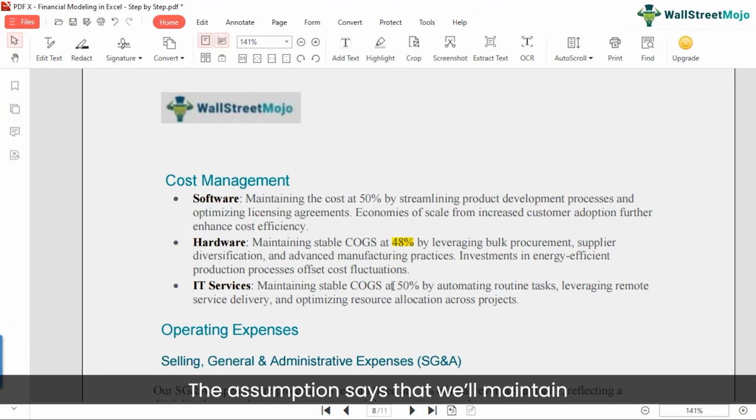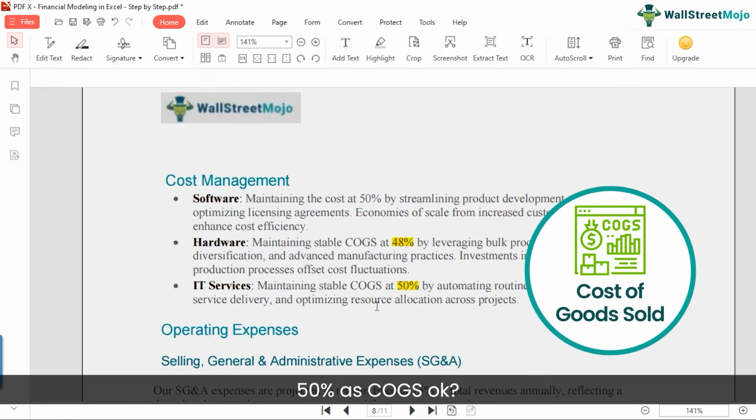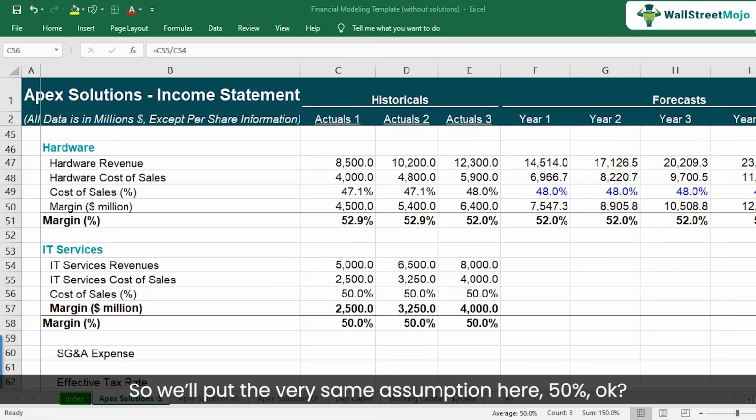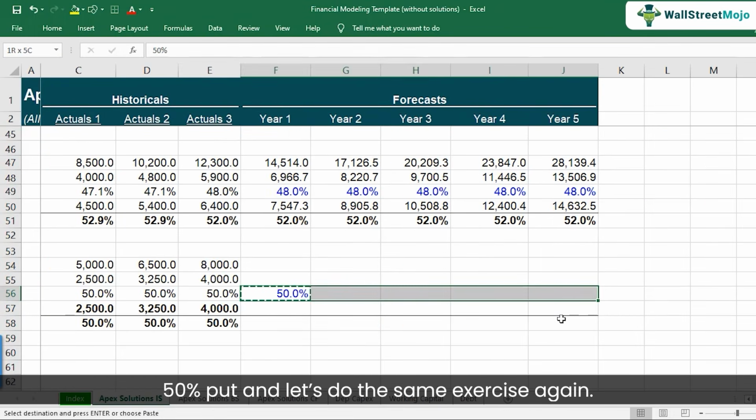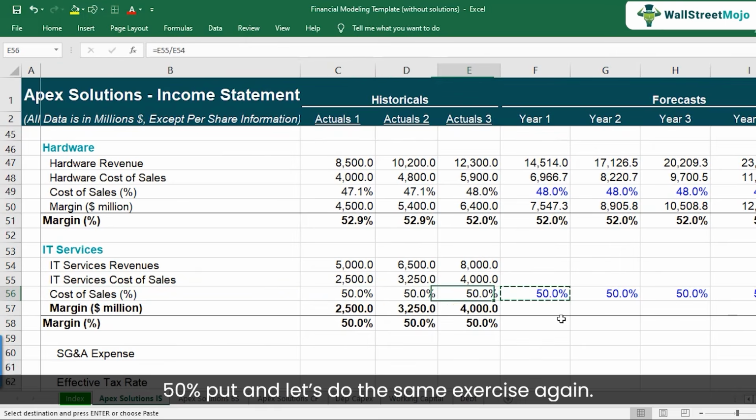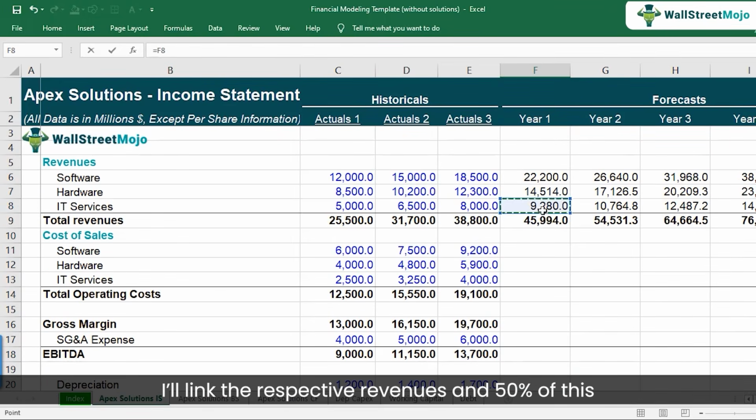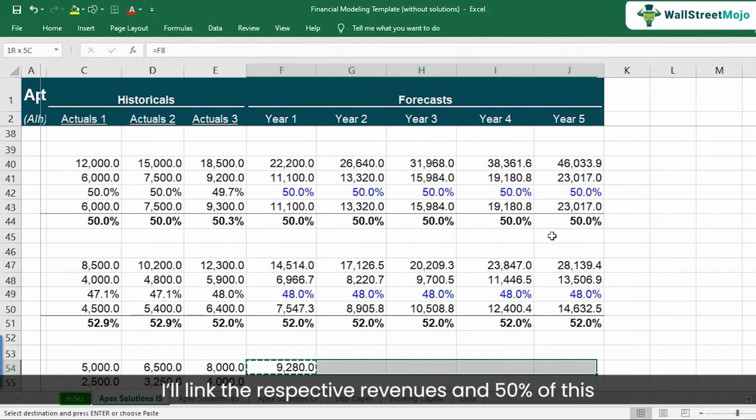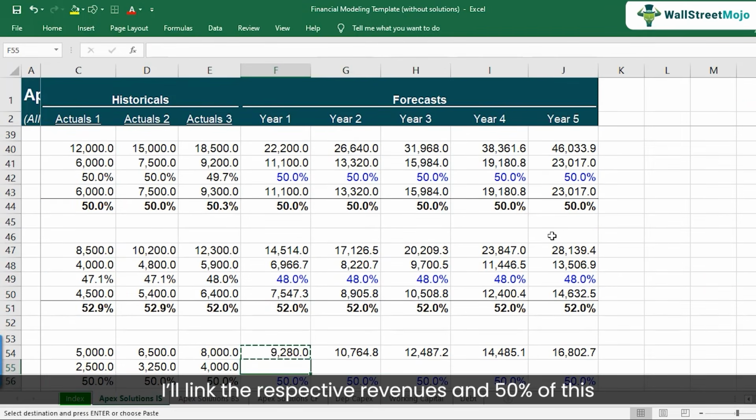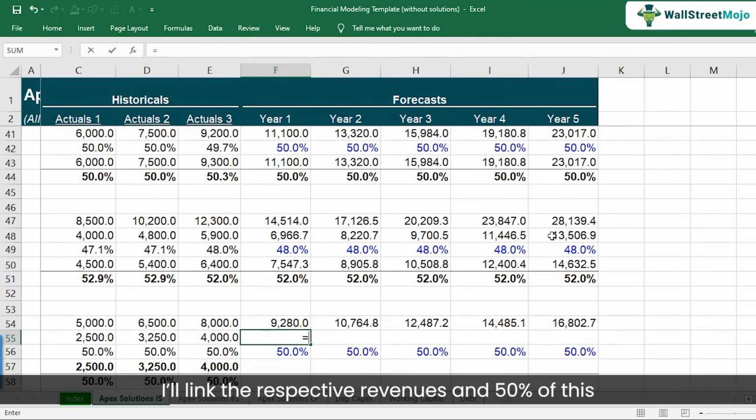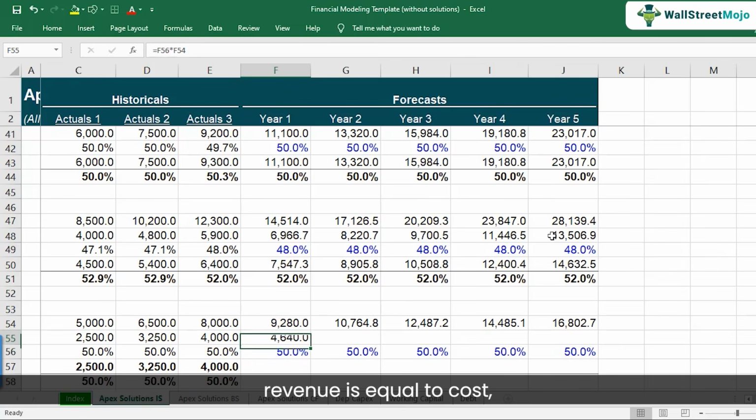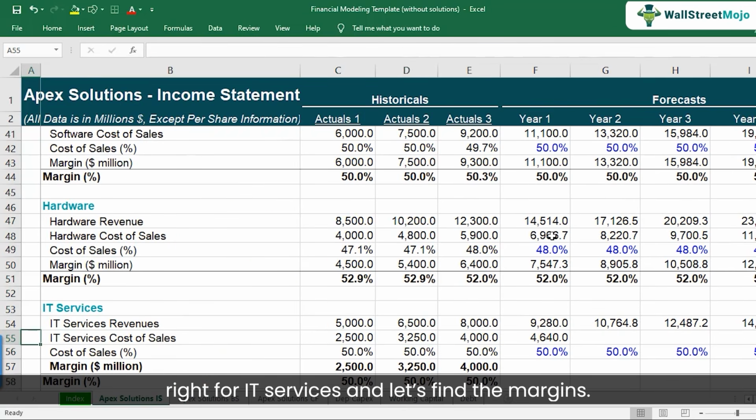The assumption says that we'll maintain 50% as COGS. So we'll put the very same assumption here, 50%. Let's do the same exercise again. I'll link the respective revenues, and 50% of this revenue is equal to cost, right? For IT services. And let's find the margins.